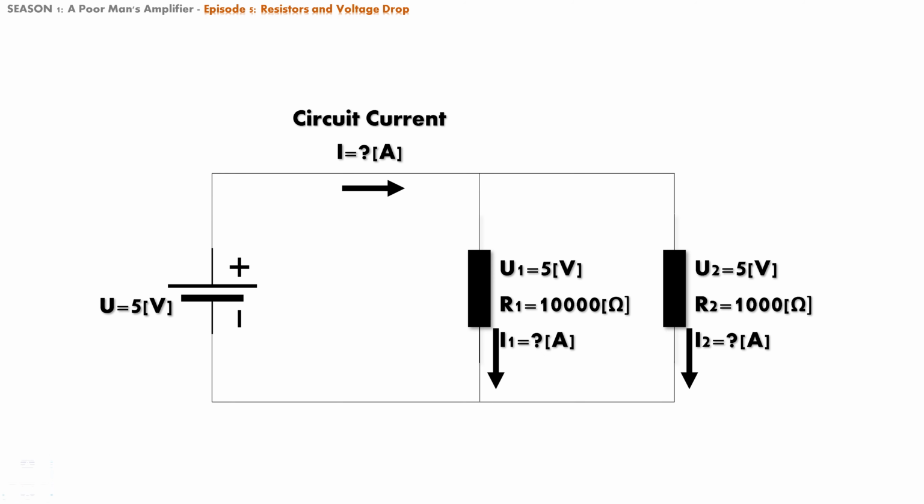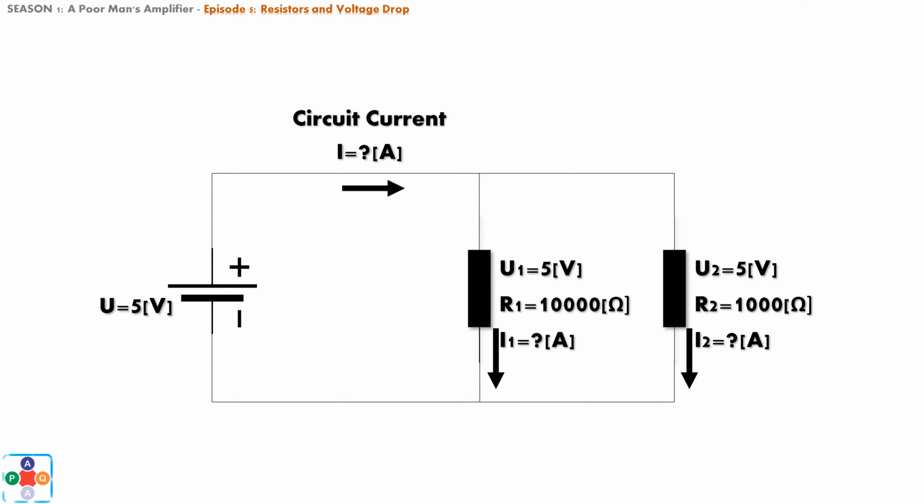We will mark the current running through resistor R1 as I1, and the current running through resistor R2 as I2. As before, let's assign resistor R1 10,000 ohms resistivity, and resistor R2 1000 ohms resistivity. Now, there is no point in calculating the voltage drop across each resistor, as both resistors are directly connected to the power source, and there is no voltage drop over any of them. But there is a matter of finding out the values of current running through each resistor.